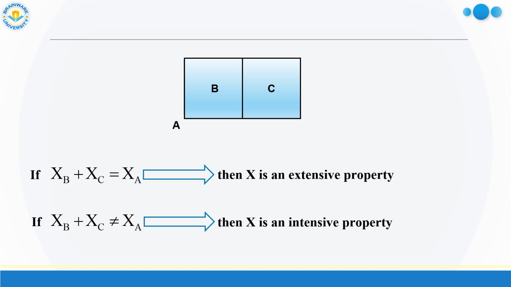I have tried to pictorially represent here how we can categorize a property as extensive or intensive. Say for example, we have a system A, and we have a property for system A called X. Now we divide system A into different parts, B and C. If XB plus XC equals XA, that means the properties of the subsystems additively give the property of the primary system A, then X will be called an extensive property. But if XB plus XC does not equal XA, then X will be called an intensive property.